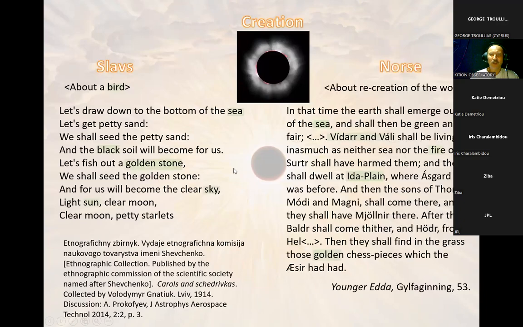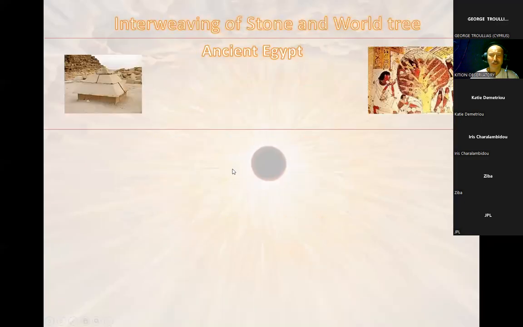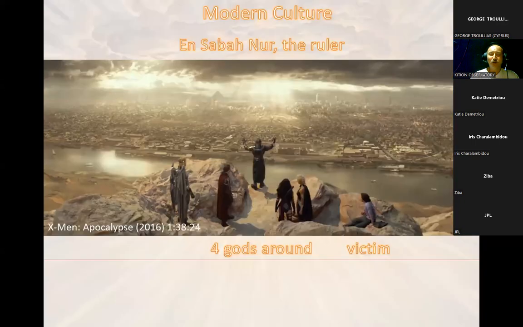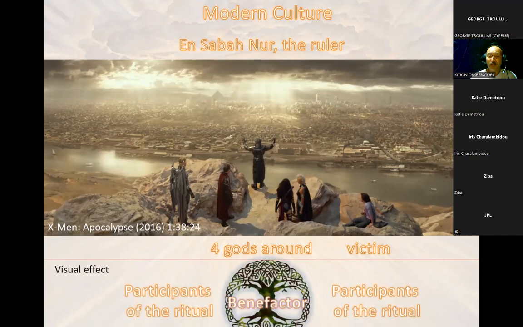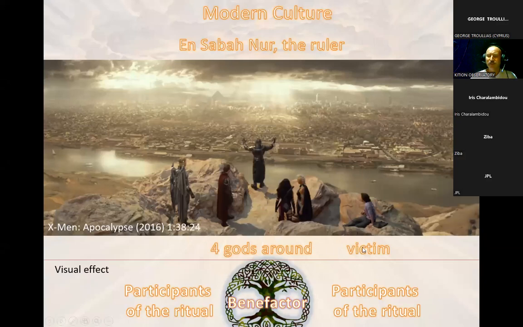Okay, let's proceed. Well, what do we have now in modern mythology, let's say? It's not mythology, in fact, it's just the way we can see that ancient ideas survived till now. I don't know how the writers for this movie came to this idea, but what we have here is a clear description of the world tree. We have the benefactor in the place of the world tree, here he is, the ruler himself. We have participants on the sides. Here they are, participants on the sides. I gave a bit more, so we don't care that there are just four gods. At this place, we have even one victim.